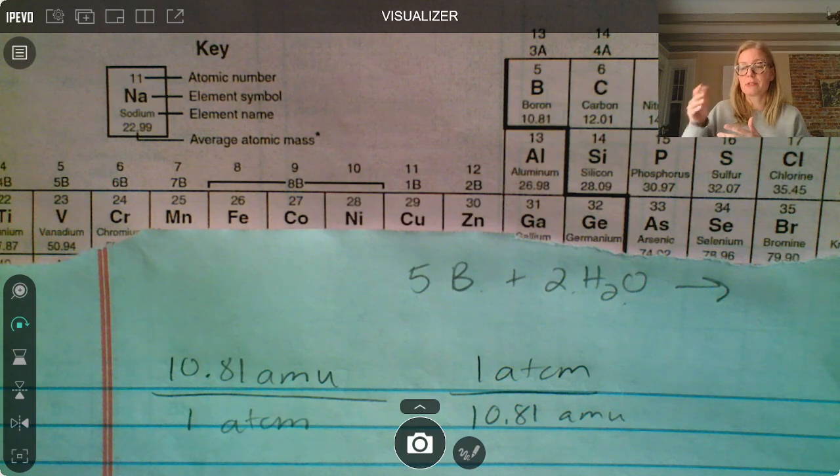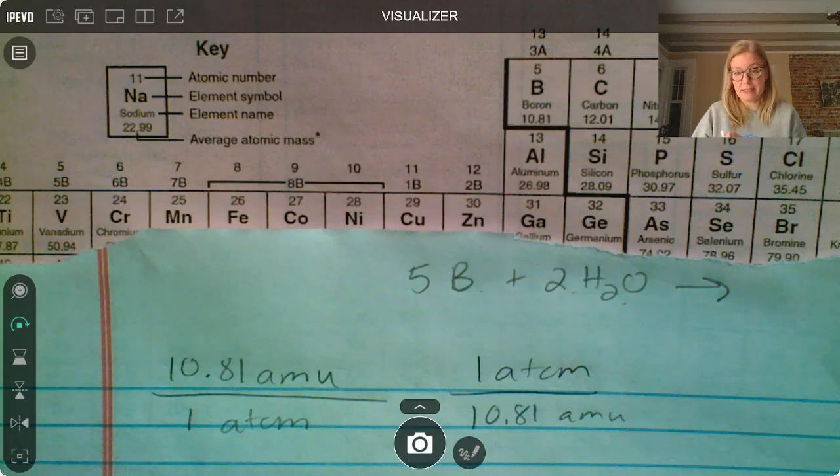Okay, so just like there's 12 roses in a dozen roses, there's 6.02 times 10 to the 23rd atoms in a mole of atoms. Okay, so you might be wondering, why are they using that number? Why 6.02 times 10 to the 23rd? Why are they grouping them that way? That's such a weird number.